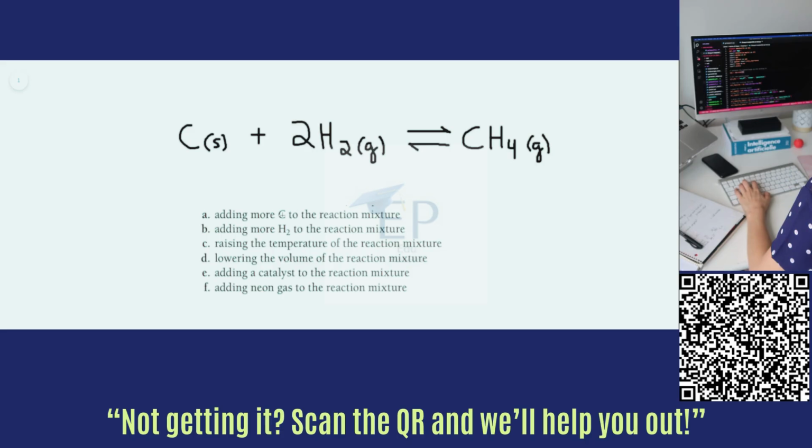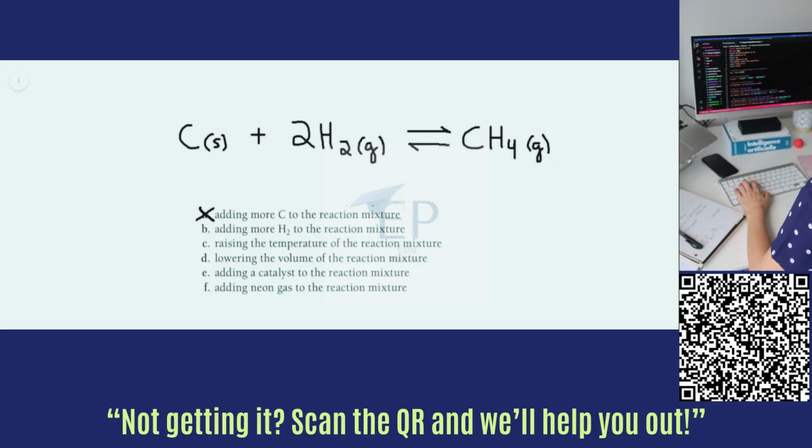Adding more carbon to the reaction mixture. In this reaction, carbon is a solid, and we know that solids and liquids don't contribute to equilibrium constants, so therefore changing the amount of a solid or a liquid is not going to change the equilibrium of the reaction. So A is not an option.